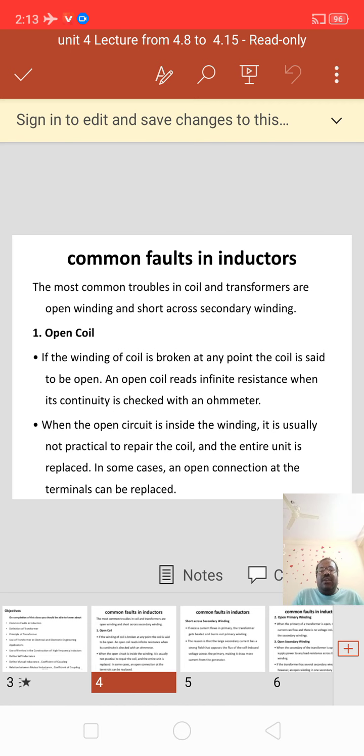When the open circuit is inside the winding, it is usually not practical to repair the coil and the entire unit is replaced. In some cases, an open connection at the terminals can be replaced.